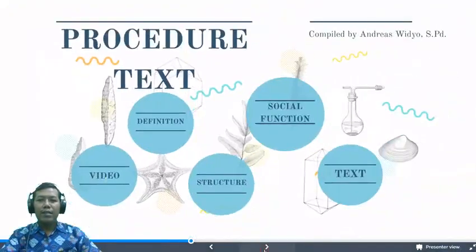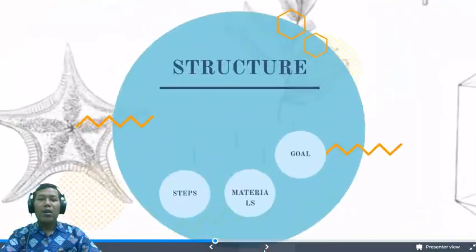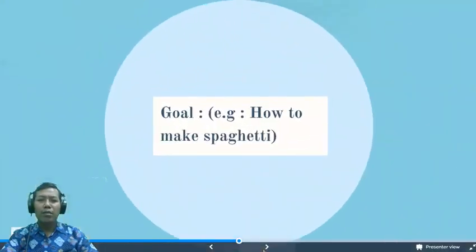The next is, what is the structure? What is there in the procedure text? Procedure text must contain at least three main parts. The first is the goal, or title, or the aim.